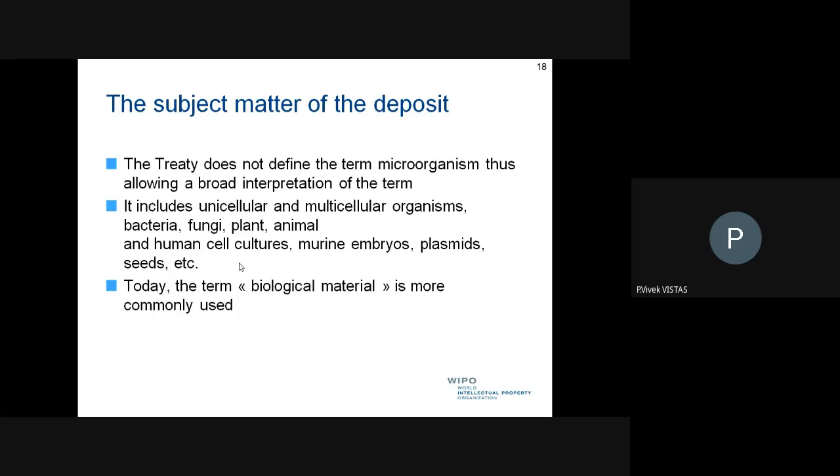Subject matter of the deposit. The treaty does not define the term microorganism, thus allowing a broad interpretation of the term. It includes unicellular and multicellular organisms, either bacteria, fungi, plant, animal cell culture, or human cell cultures, murine embryos, plasmids, seeds. So these can all be stored under the Budapest Treaty.